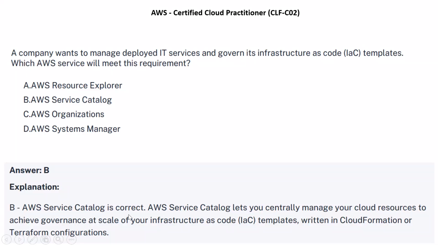AWS Service Catalog is the correct answer. AWS Service Catalog lets you centrally manage your cloud resources to achieve governance at scale of your infrastructure as code templates, written in CloudFormation or Terraform configurations.